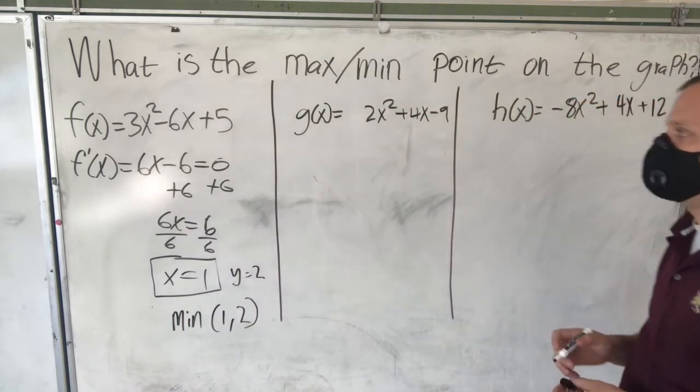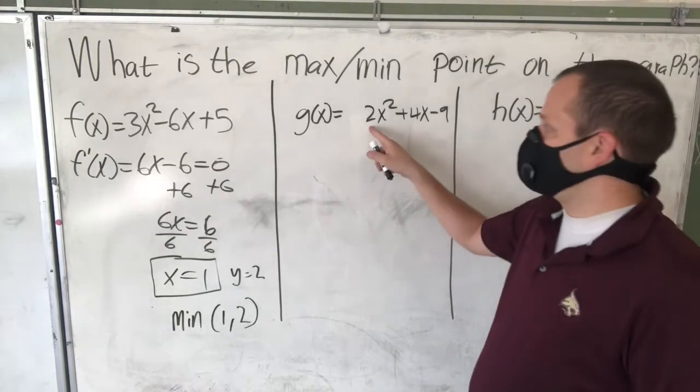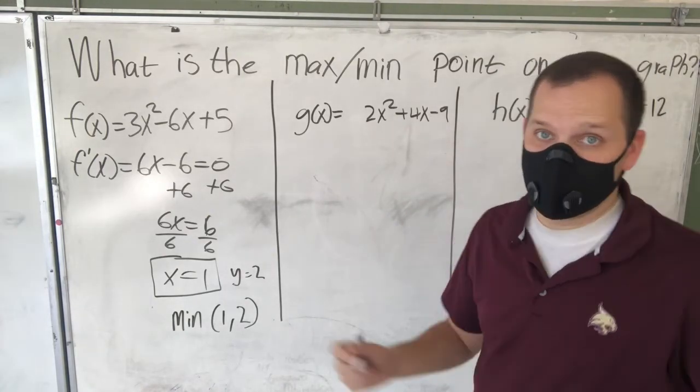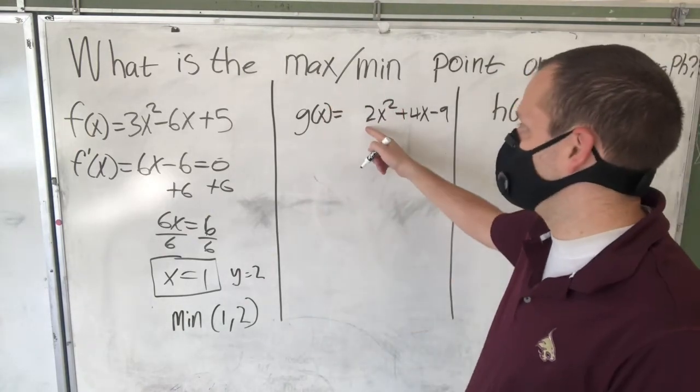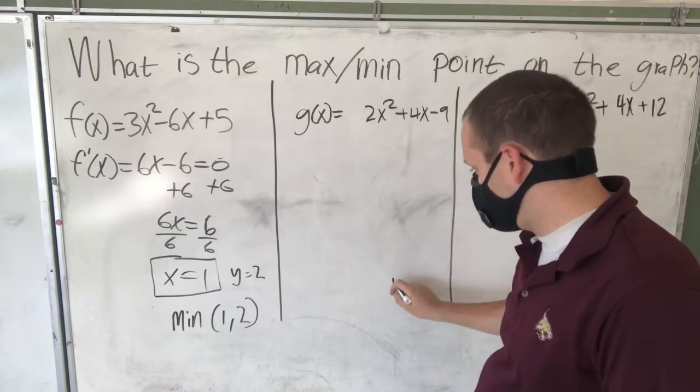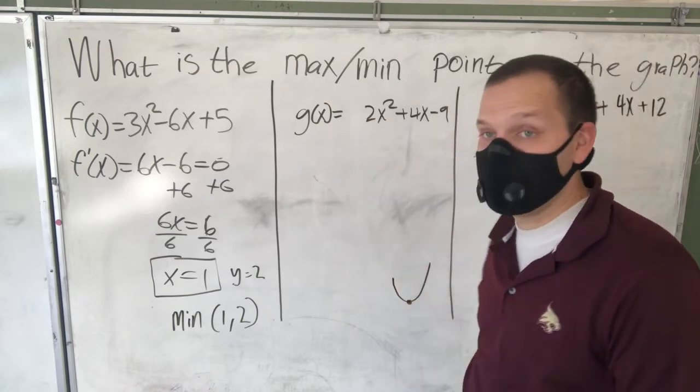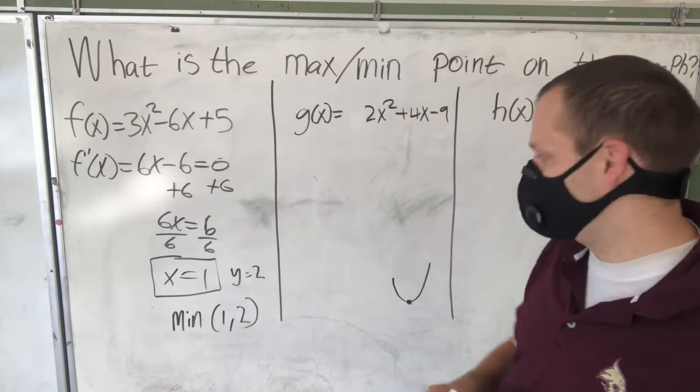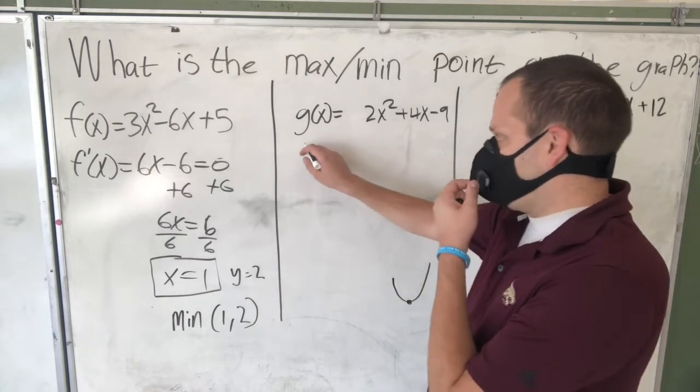Let's try the same thing here. If you notice, this is also going to be positive. It's going to be opening up. You can tell because this first number is positive. So if it opens up, that means that we're going to have a minimum value. We're trying to figure out where the minimum value is. Well, let's take the derivative.